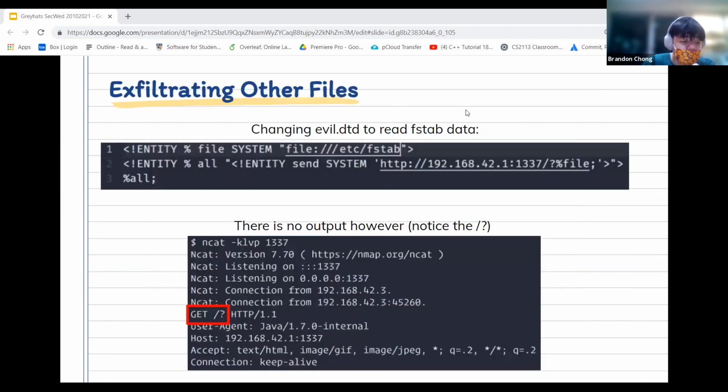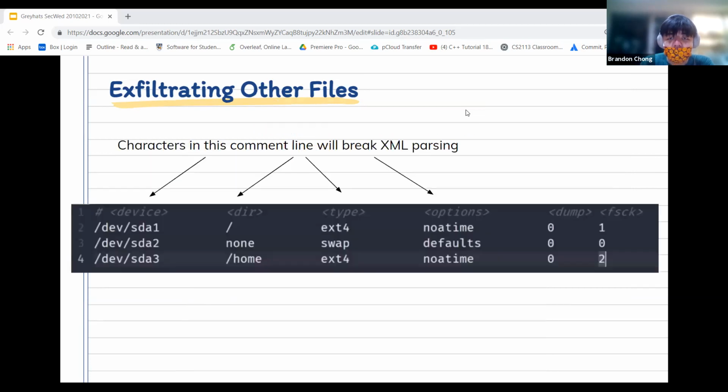Okay. So up to now, we just read /etc/passwd, which is pretty lame, but what if I want to read /etc/fstab, which has information on mounting partitions? So what I do is I set up a server to query external requests. Then looking into fstab, the first line contains comments. So these comment characters are not actually XML, but the parser will try to parse these characters as valid XML, so it will break the XML parser.